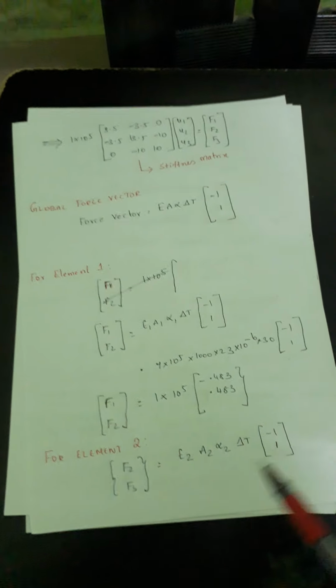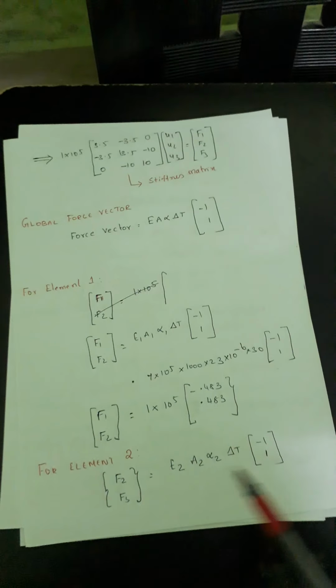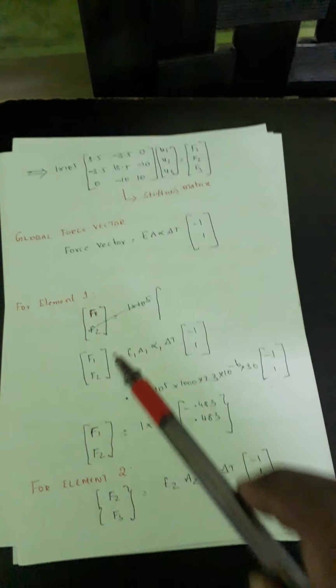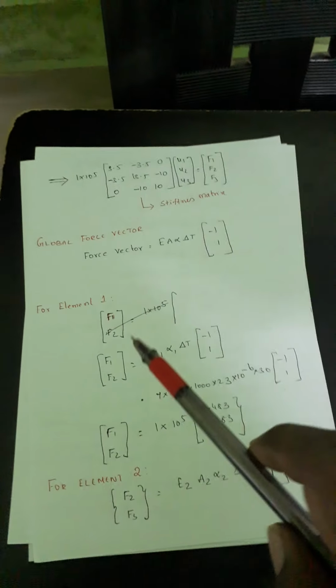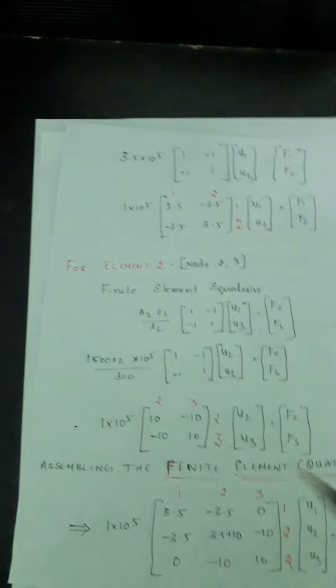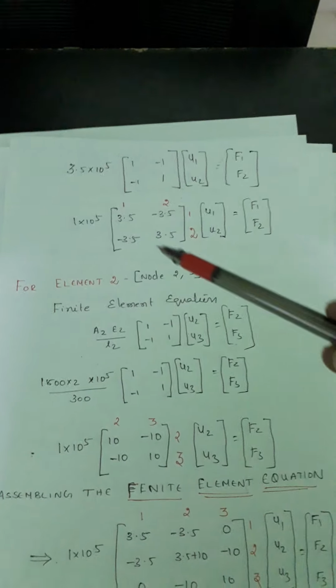For element 2, again F2 with A2 alpha 2. So again apply the equations. This is like a force vector. I applied it to element 1 and element 2, and we have found the body force vector. So these two things have to be assembled. I have assembled these two force equations. I have completely assembled.